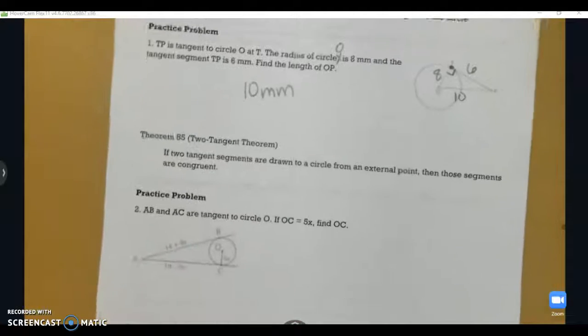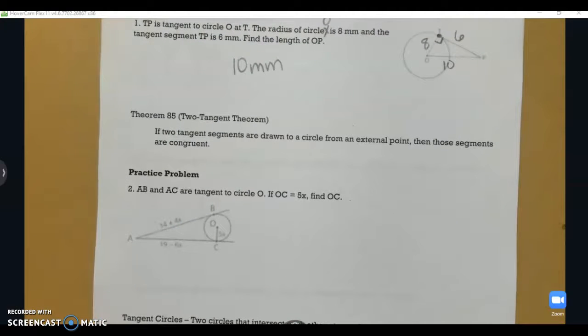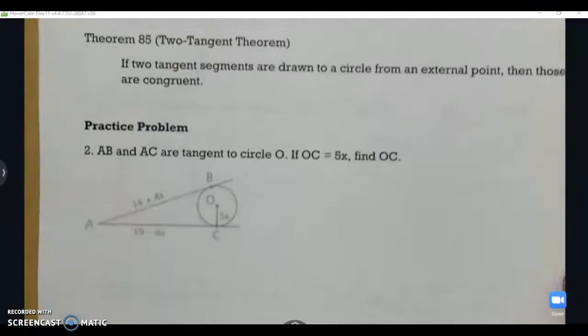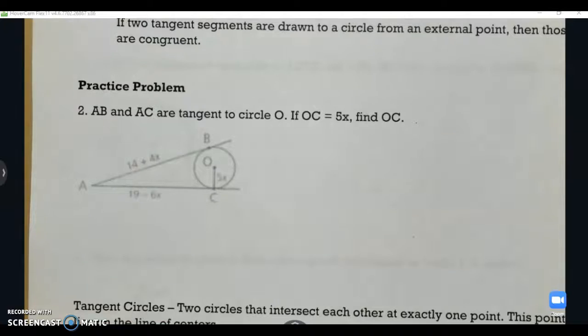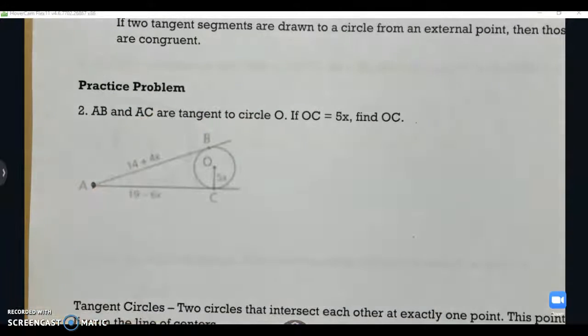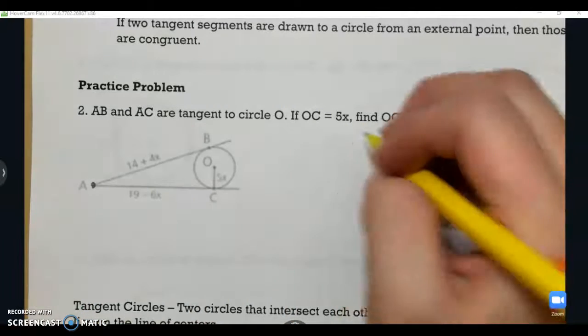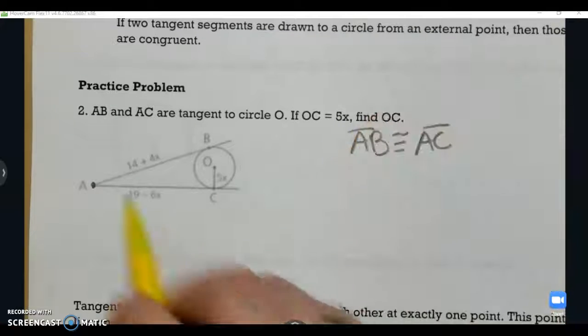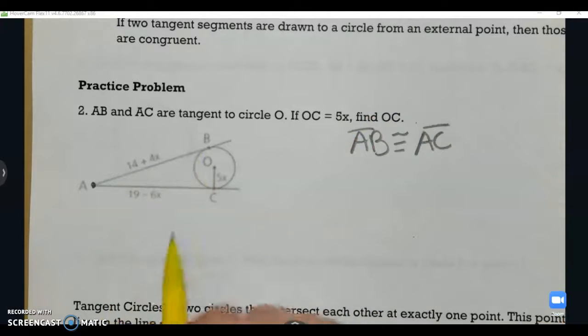Okay. Another theorem is called the two-tangent theorem, and that is if two tangent segments are drawn to a circle from an external point, meaning the same external point, then those segments are congruent. So here on practice problem number 2, and I'm going to zoom in so you can see a little bit clearer. AB and AC are tangent to circle O, and they are drawn from the same external point A. So that means that AB is congruent to AC from our two-tangent theorem. So we're given expressions for the length of AB and AC, and then we're told that OC is 5x, and we want to find OC, which is the radius of circle O.